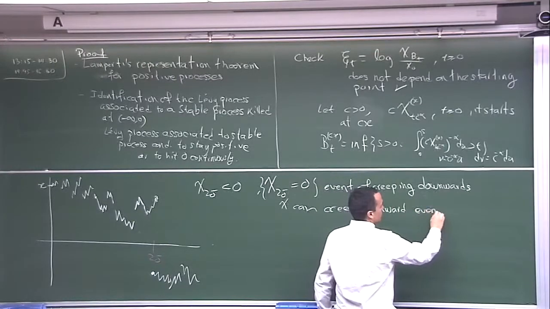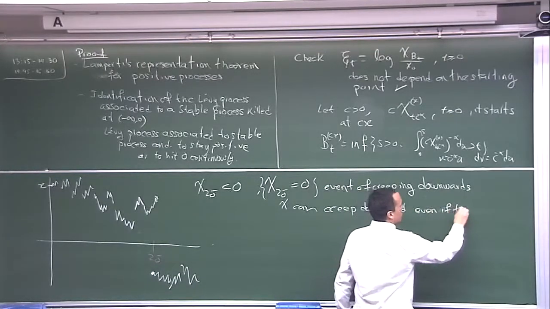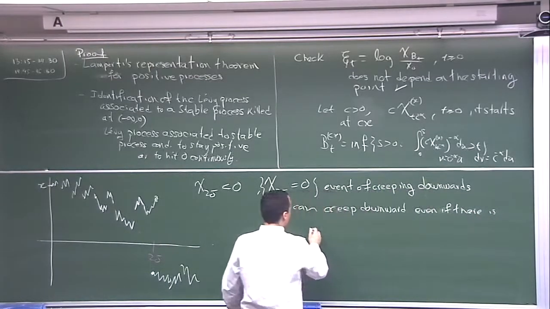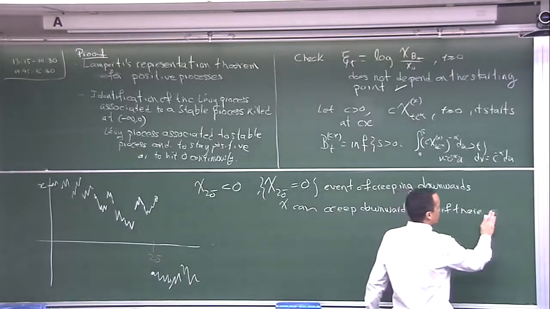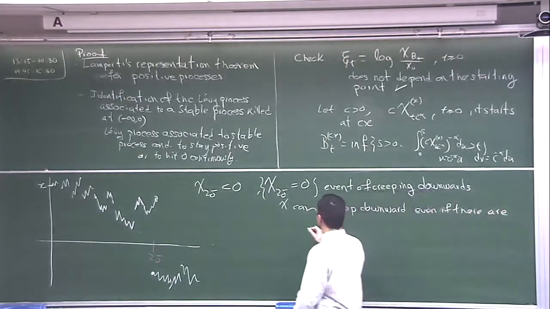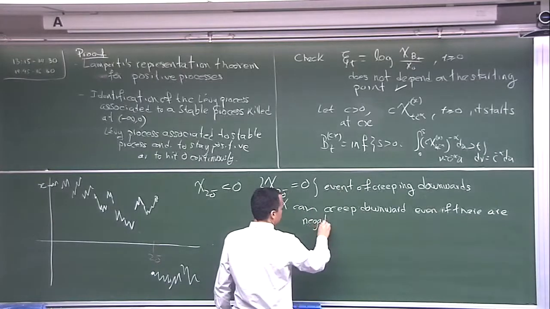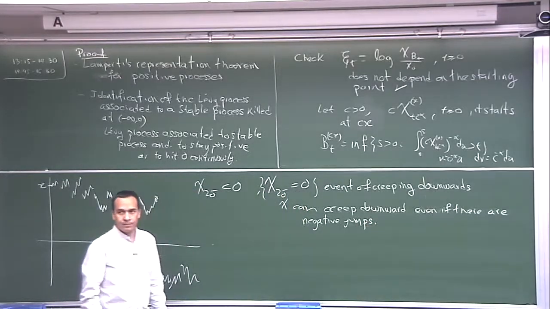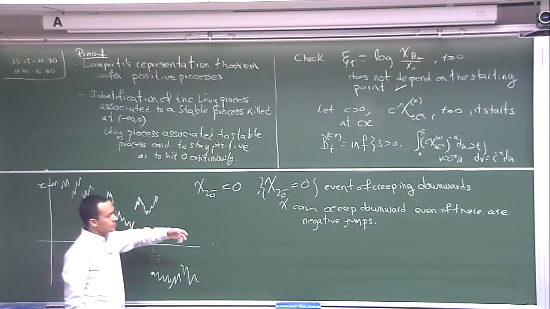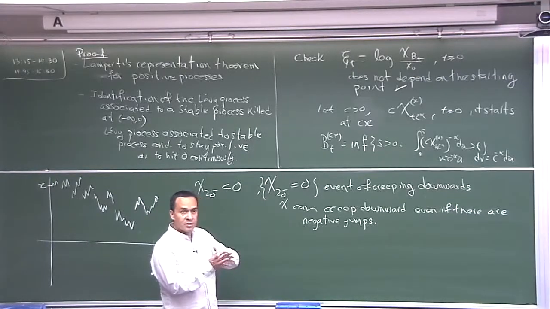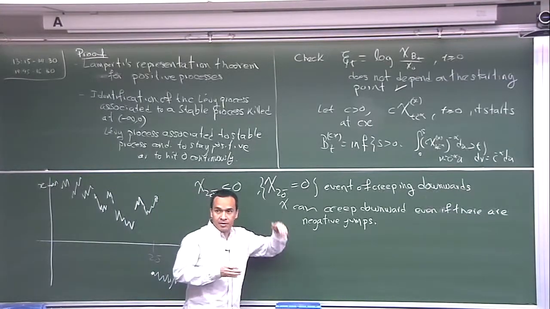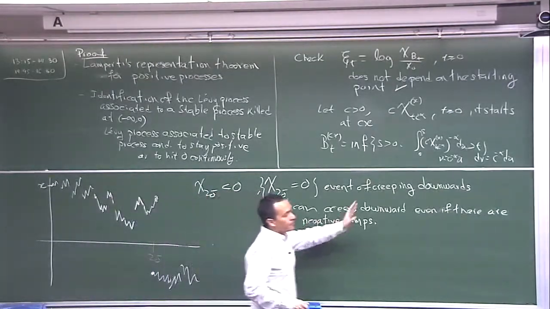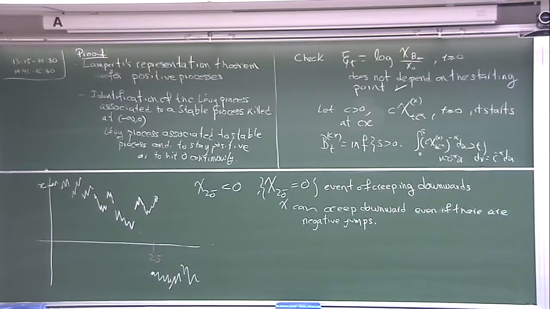even if there are negative jumps. Okay? Because there may be a continuous part and the negative jumps that can force the process to accumulate. Okay? But that is why I have to take into account this event.